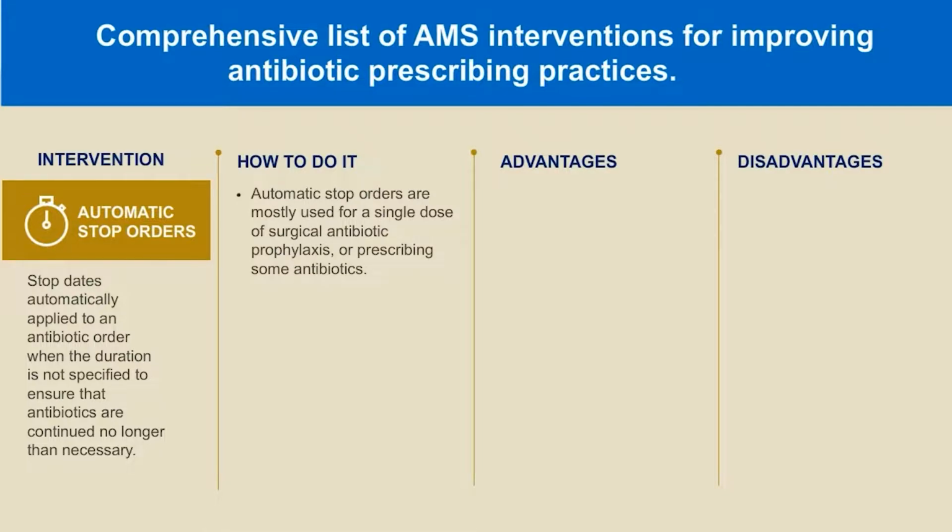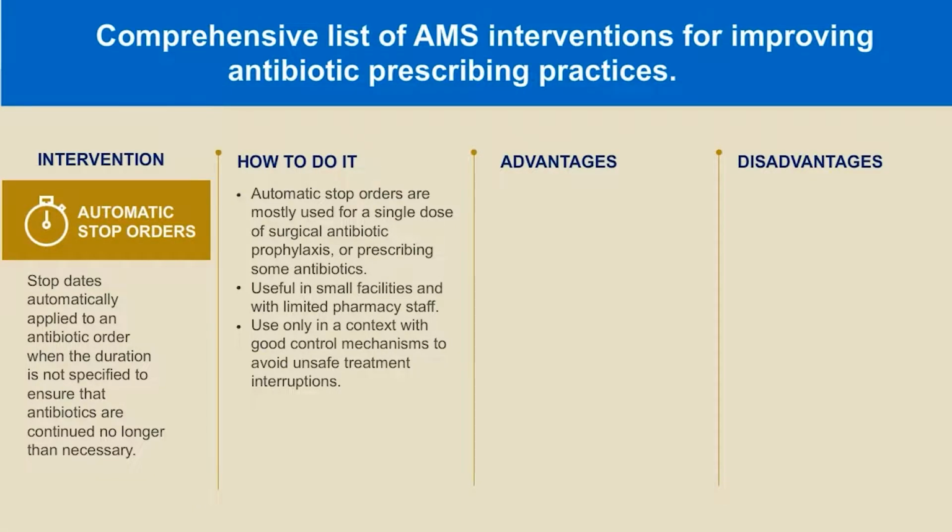Automatic stop orders are mostly used for a single dose of surgical antibiotic prophylaxis or prescribing some antibiotics. They are useful in small facilities and with limited pharmacy staff. They should be used only in a context with good control mechanisms to avoid unsafe treatment interruptions. Nurses can play a role in alerting the attending physician.